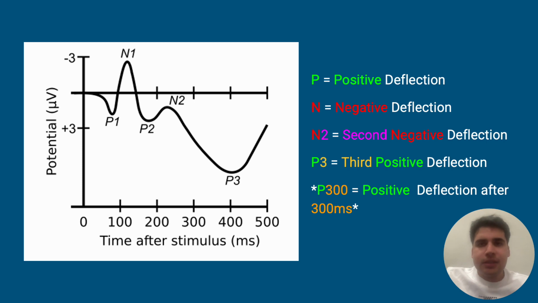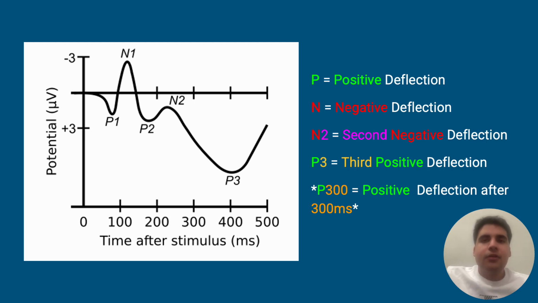Apart from letters P and N, there could also be numbers that follow these letters. For example, there could be N2, P2, and other combinations. The number is telling us, for example, it is the second negative deflection. For example, if it is P2, then it is the second positive deflection. And of course, P3, it is the third positive deflection.